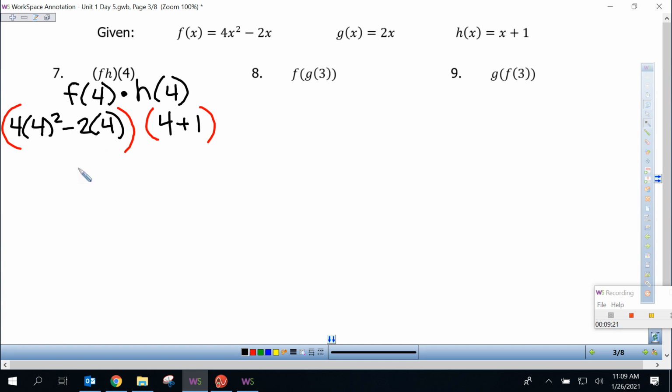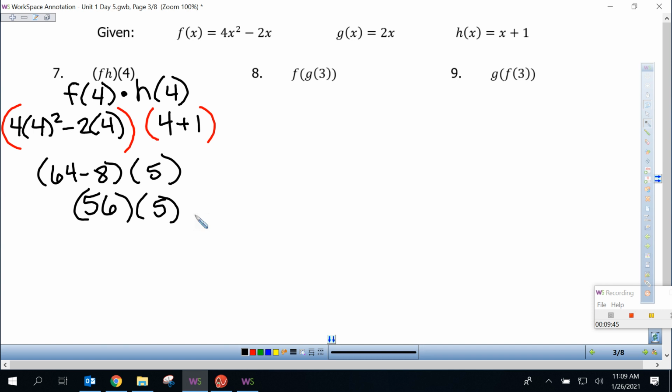Okay, so now we need to find f of 4. So 4 squared is 16. 4 times 16, 64. So this would be 64 minus 8. 4 plus 1, 5. What is 64 minus 8? 56. So this would be 56 times 5.